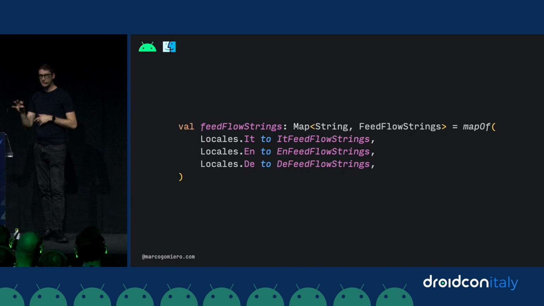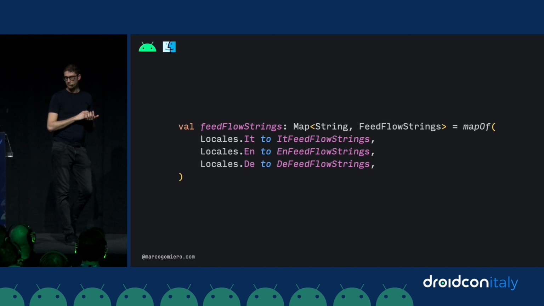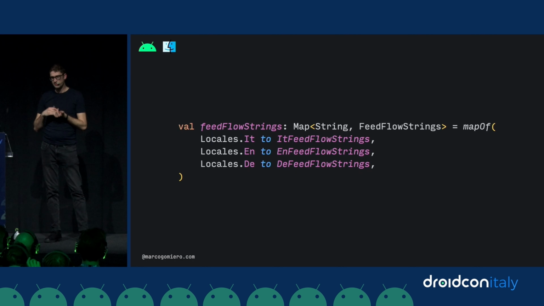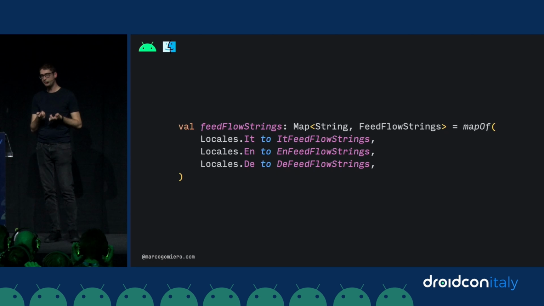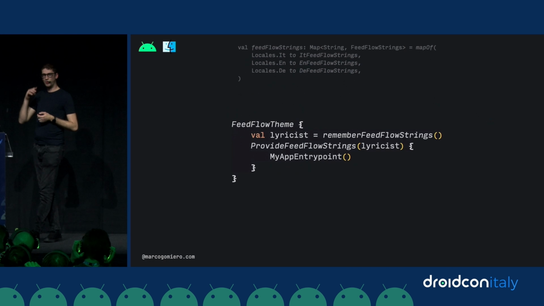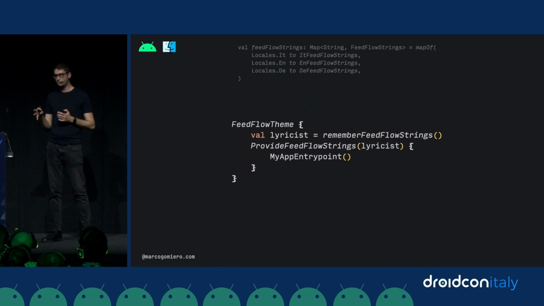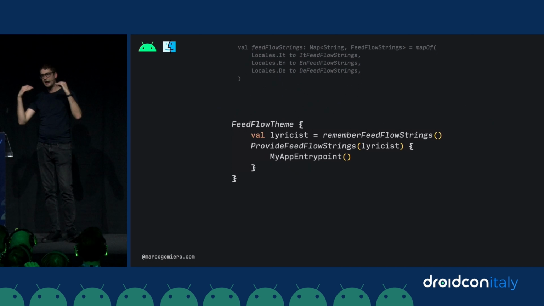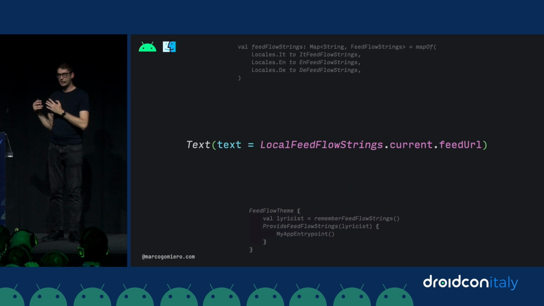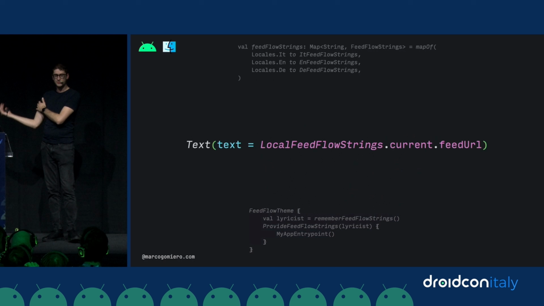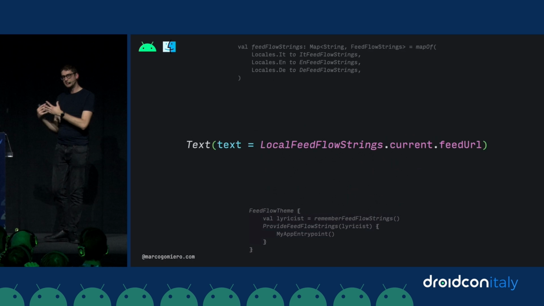So with Lyricist, you're going to have a map with the language code and your translation, which is automatically generated, in this case from KSP, but you can also customize it if you have different stuff. And then on Compose, it works with composition locals. So at the entry point of your app, you can have a composition local that provides the translation. All you need to do is access the local composition for the strings and get the correct translation. So pretty easy and nice to use.